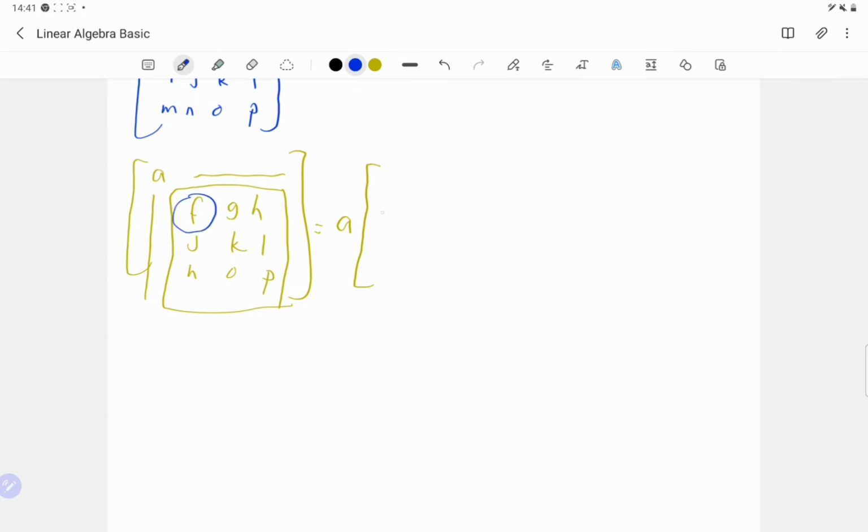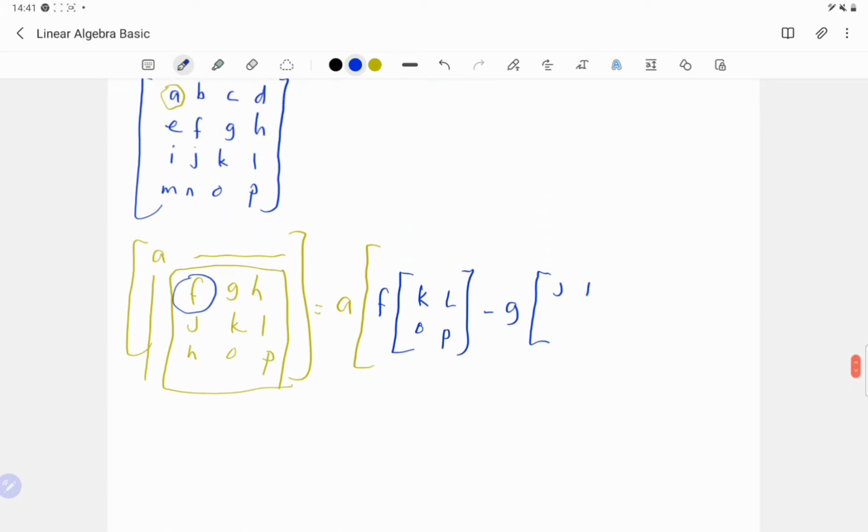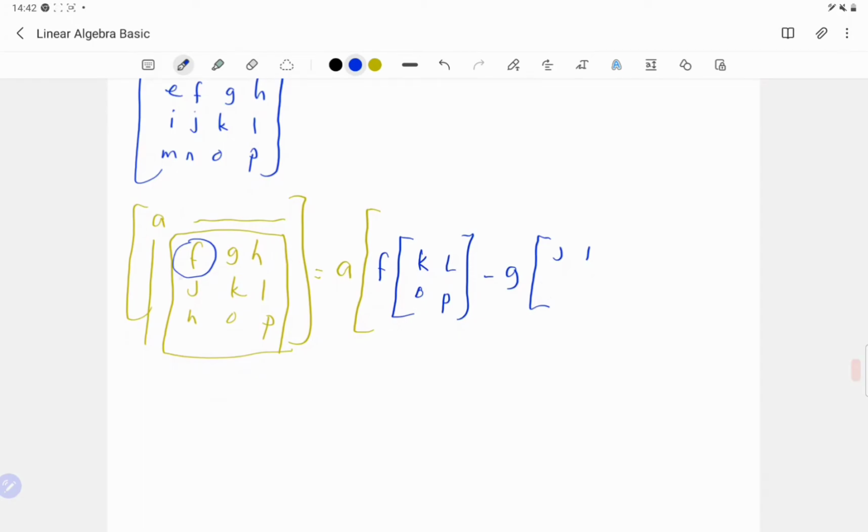So F. It would be F times K, L, O, P, minus G. You know the process, you know the pattern. L, what's this one? M, P. And this, where are we? G, L, and P, M, P, plus H. H for J, K, and O. Okay, that's our first process.